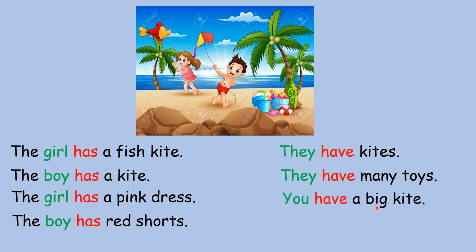You have a big kite. If I'm talking to the boy, I'll say you have a big kite. So you have to use the word have. Or with the pronoun I, you have to use have again. I have a small kite. So you see, children, the word has is used for one and the word have is used for many.